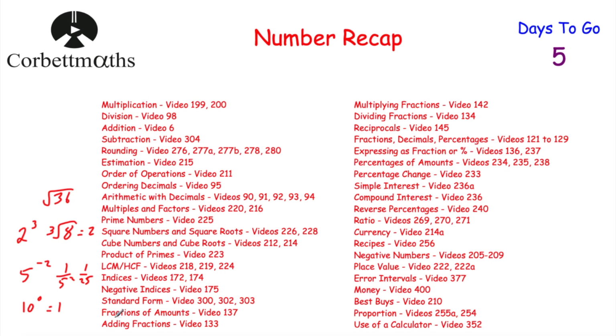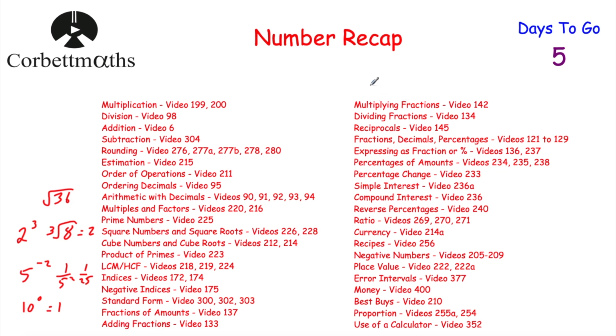Fractions of an amount: divide by the bottom and times by the top. Adding fractions: make sure whenever you're adding fractions, the fractions have got the same denominator, and if they're not, get equivalent fractions with the same denominator. And if you've got mixed numbers, make them top heavy first and then deal with the question like you would normal fractions.